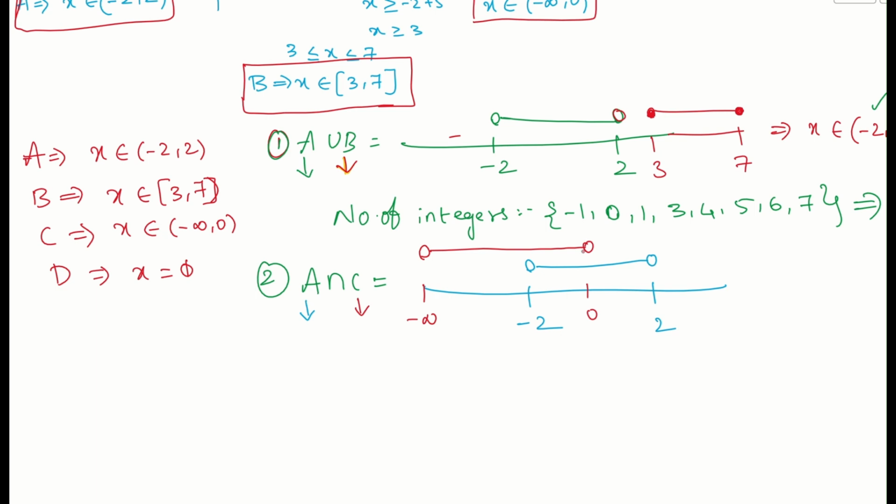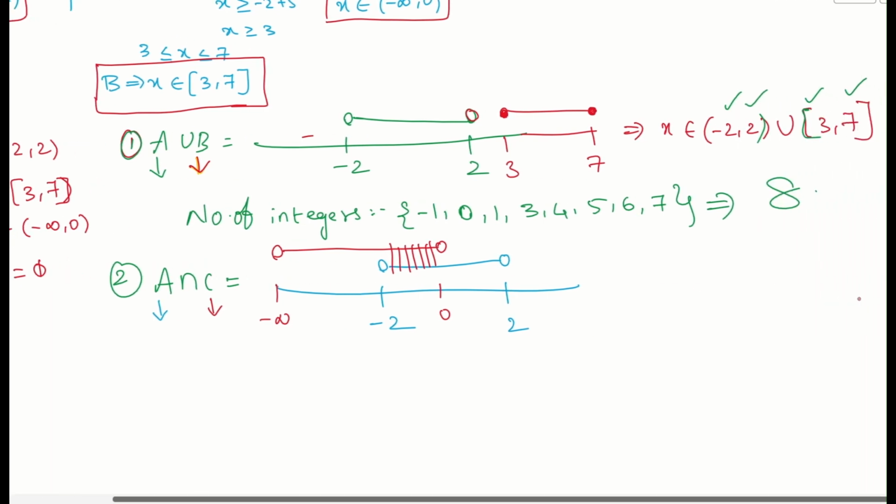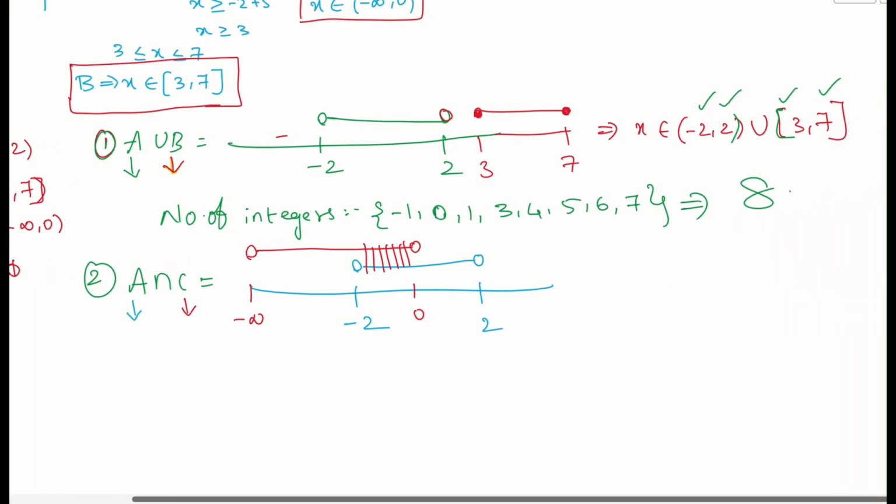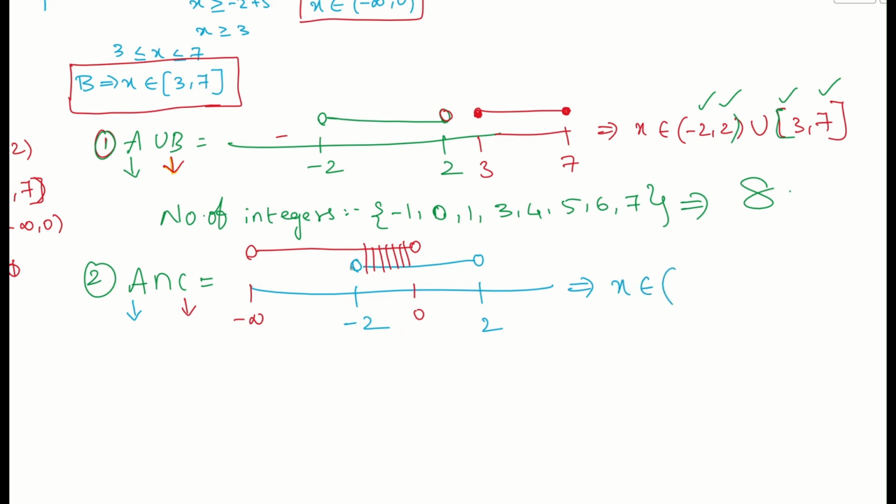What they are asking is the intersection. Intersection is the common area, where you can see both lines. Are you getting my point? Now from this, I can say that x belongs to minus 2, is it included? No, here it is not included. I want the intersection, so I won't include minus 2. That's the reason I'm taking an open interval, and up to 0, where 0 is not included. So this is minus 2 comma 0. How many integers are there in this case?